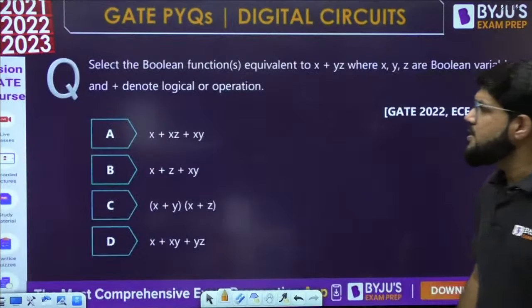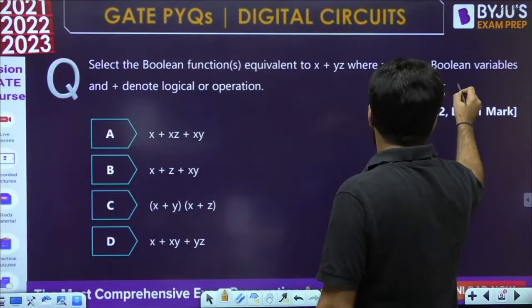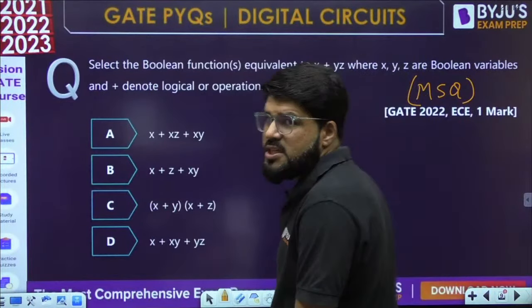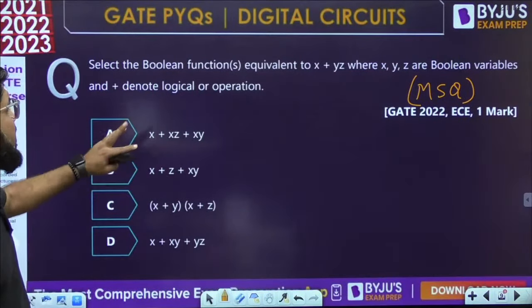Moving ahead to the next one, guys. 2022 EC, 1 mark. Let me also specify that this is an MSQ question. Select the Boolean function equivalent to x plus yz, where x, y, z are the Boolean variables.